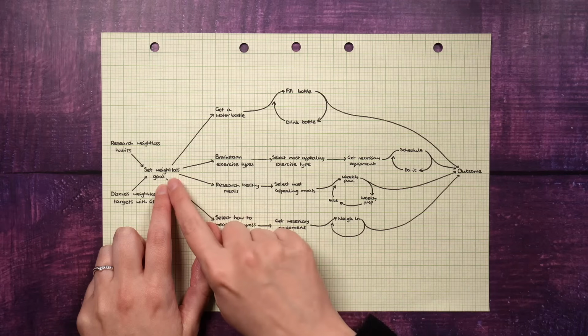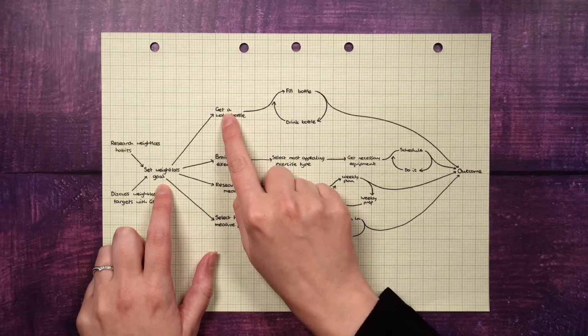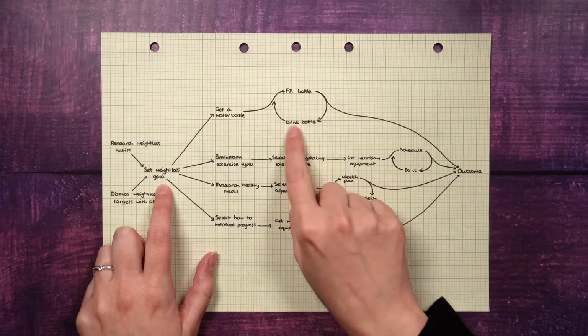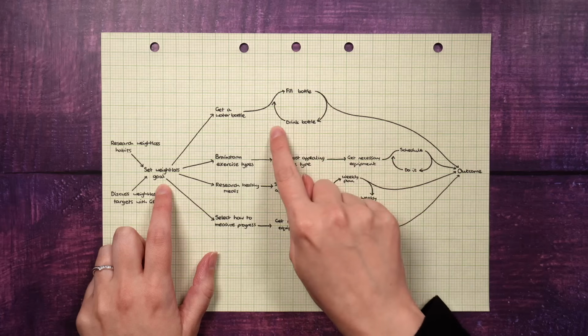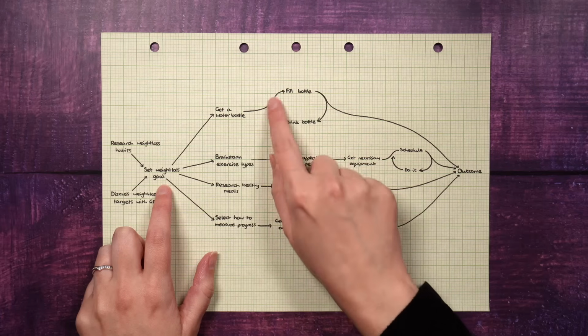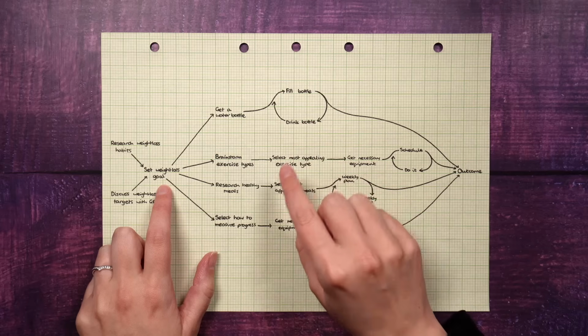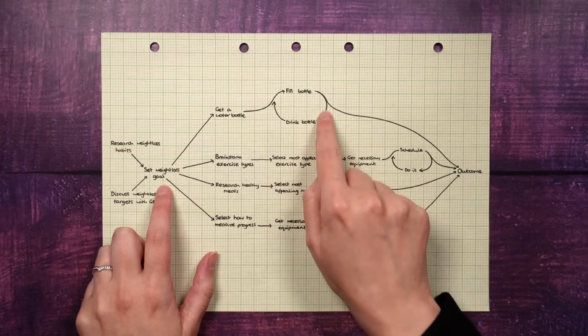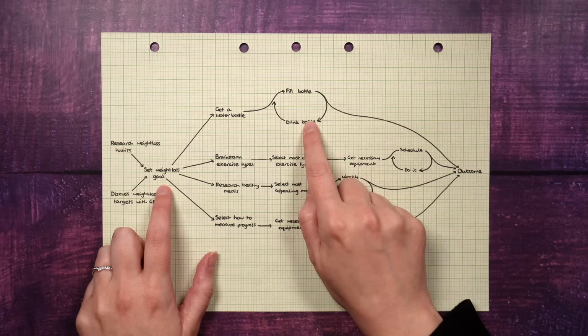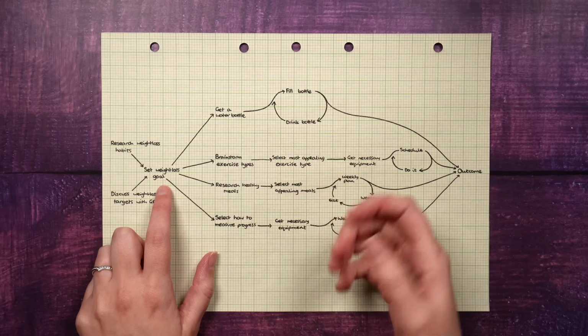Looking through each of those, we have the step of getting a water bottle, and then the cycle or the circular part of fill the bottle, drink the bottle, fill the bottle, drink the bottle. Some circles will be done on a regular frequency. You can also label the circle with the frequency you want to be doing that thing. So maybe this is twice daily, depending on the size of the bottle. Maybe it's just once daily, again, depending on the size of the bottle.